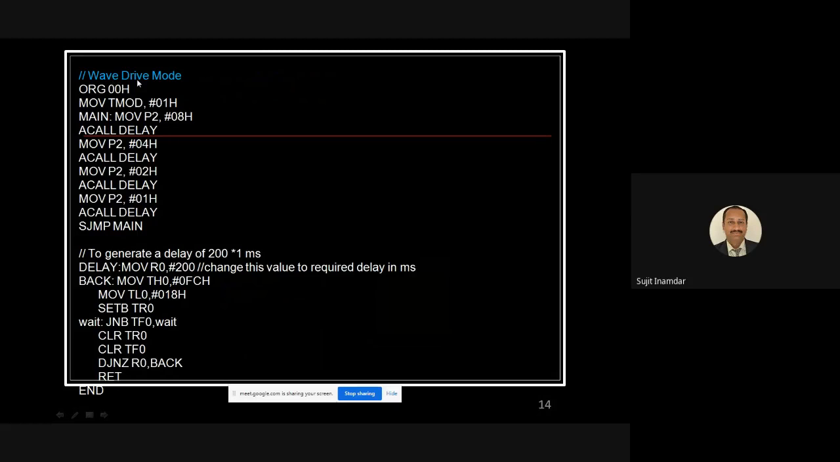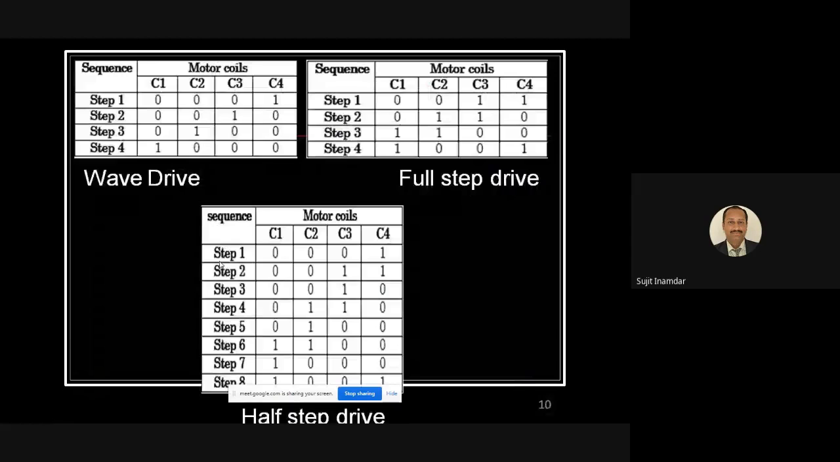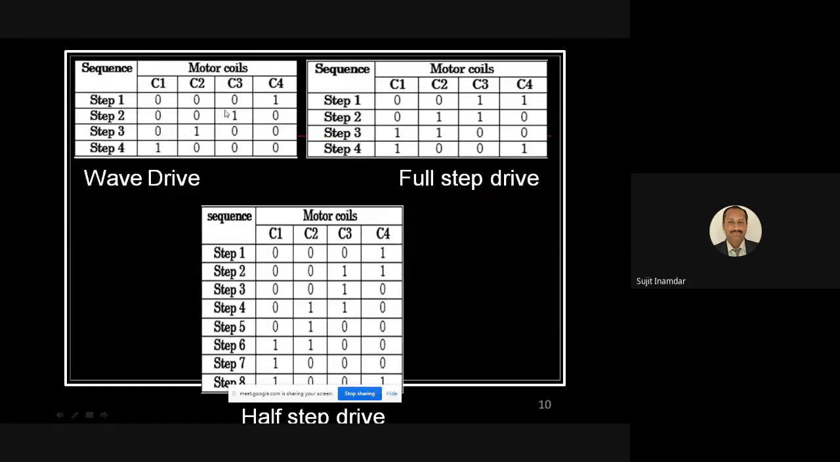वेव्ह ड्राईव्ह मोड साठी हा कोड लिहिलेला आहे. तर वेव्ह ड्राईव्ह मोड मध्ये काय असतं, दॅट यू शुड रिमेंबर फर्स्ट. वेव्ह ड्राईव्ह मोड म्हणजे एक कॉइल ऍट अ टाइम आणि स्टेप अँगल 90 डिग्री. ह्या दोन लाईन्स प्लस हा टेबल वेव्ह ड्राईव्हचा टेबल.